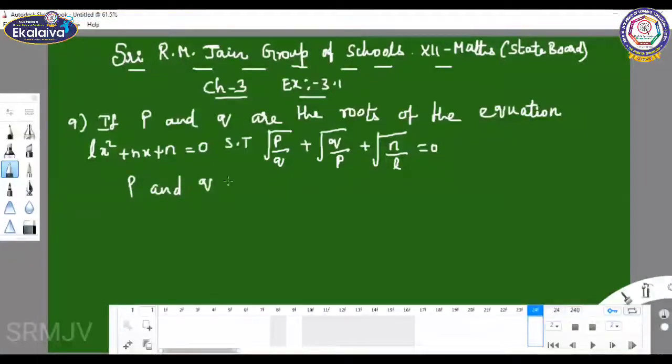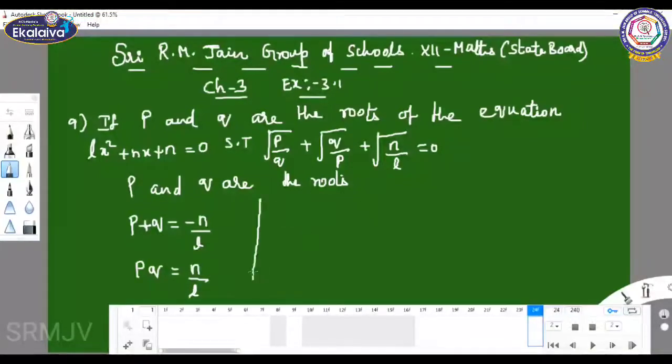p and q are the roots of the given equation. Sum of the roots, what is that? Sum of the roots p plus q equal to minus second term by first term. Product of the roots pq equal to third term by first term. Third term is what? n by l. Then you can take it as the left hand side.